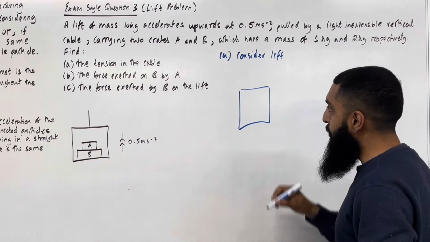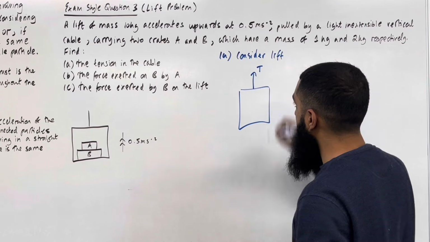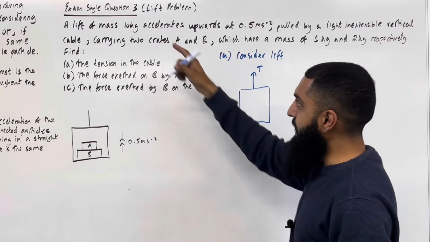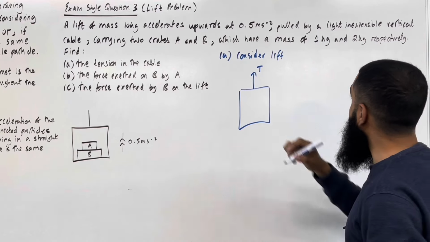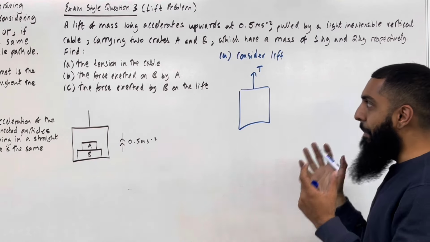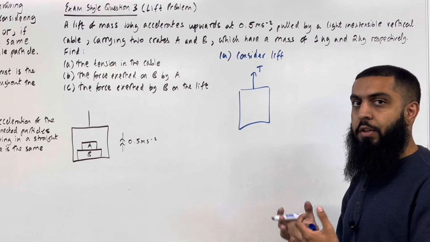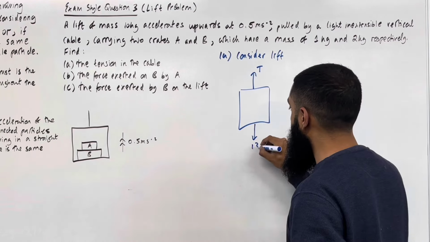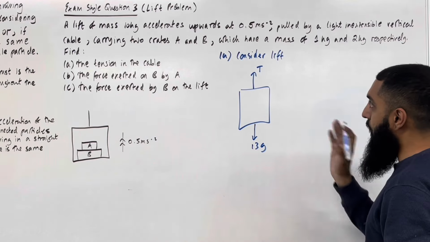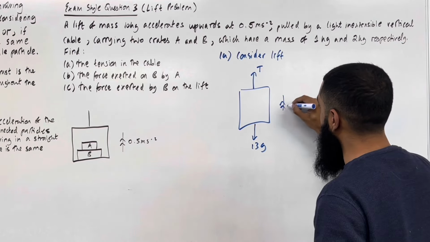The tension in the cable acts vertically upwards. The mass of the lift is 10 kg. The mass of crate A is 1 kg and the mass of crate B is 2 kg. Hence the combined mass is 13 kg. So the combined weight is 13g, acting vertically downwards. The lift accelerates upwards at 0.5 meters per second squared.